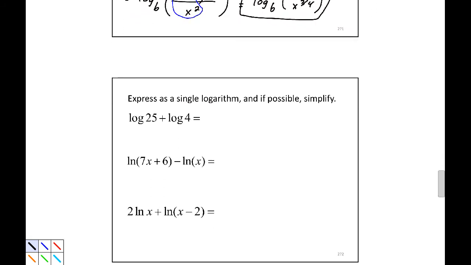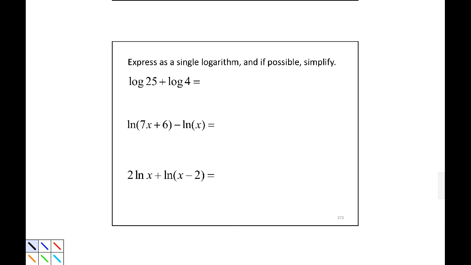Next, express as a single logarithm and if possible simplify. Log of 25 plus log of 4. Based on our product rule, we could write this as log of 25 times 4, which would be log of 100. Because this is a common log with a base of 10 and 10 to the 2nd power equals 100, this would equal 2.